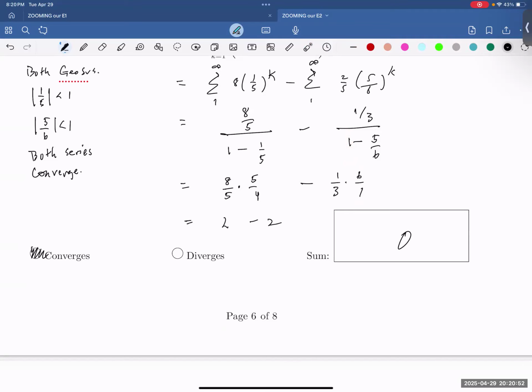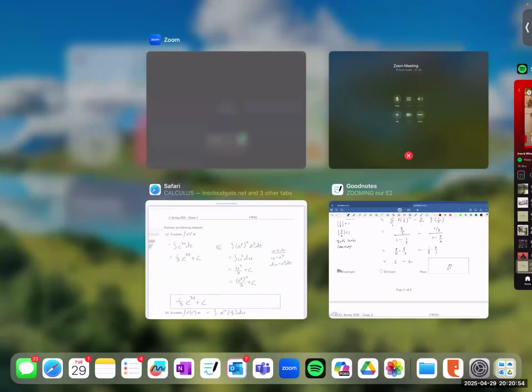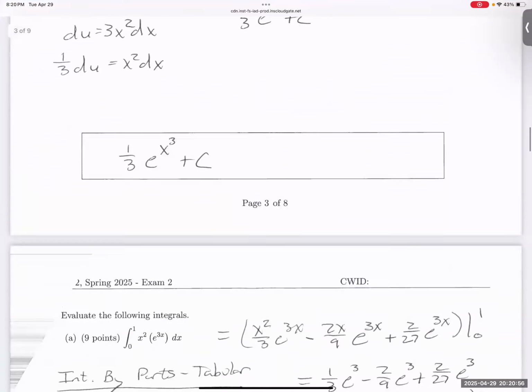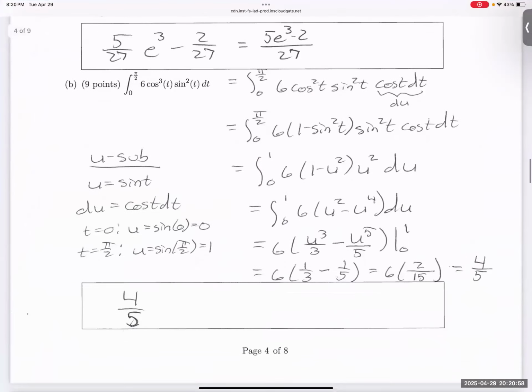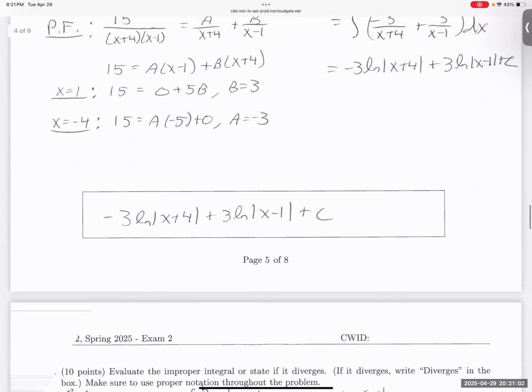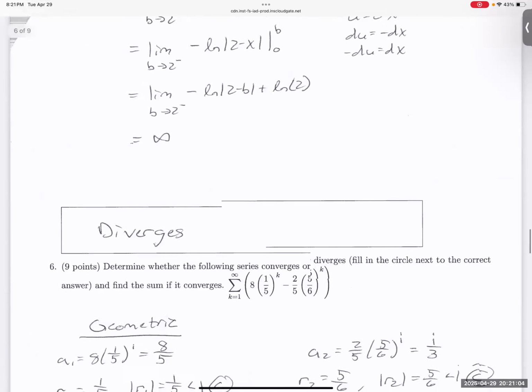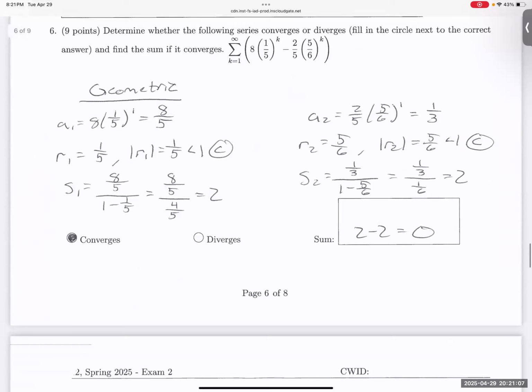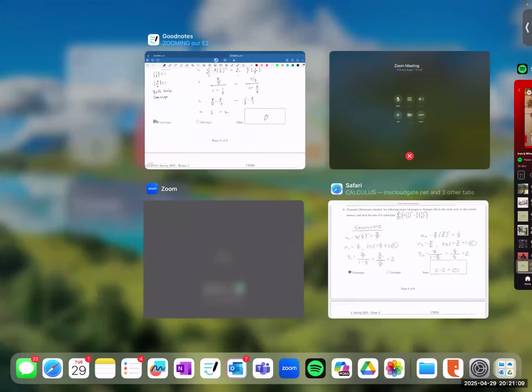You know what? I'm going to check the answer. I actually thought we changed that, but maybe we didn't. 0. There you go. Okay, let's keep going.